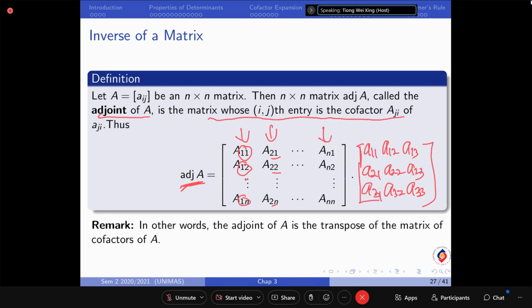So in other words, here you see the remark there. The adjoint of A is the transpose of a matrix of cofactor. You can write like this, but then you must put the transpose sign here for adjoint. Because from experience, many students are confused. They don't put transpose, and then they think this is the adjoint, which is wrong.